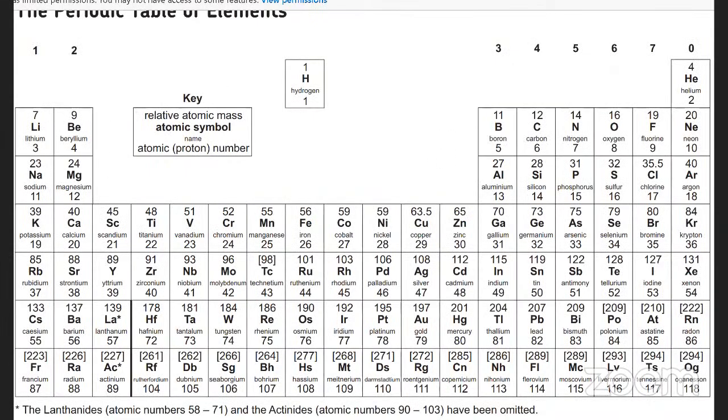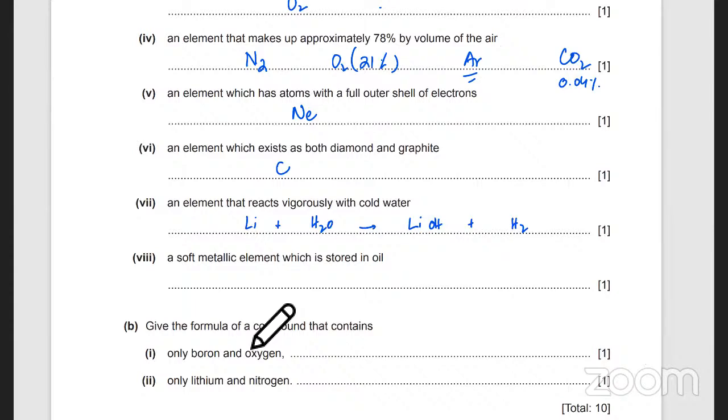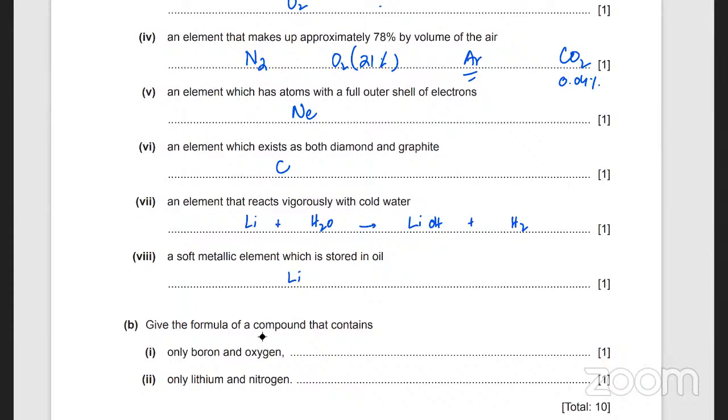Well, lithium to neon, that's group 1. Is that clear? Yeah, it's clear. ठीक है, so it's very reactive, so you have to store it in oil.